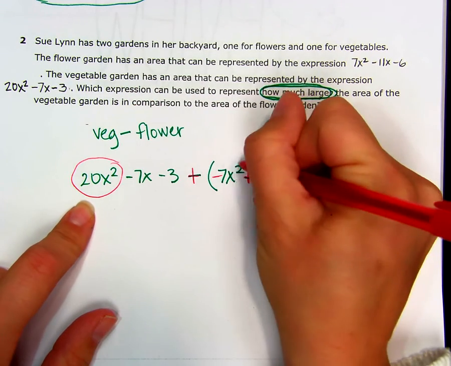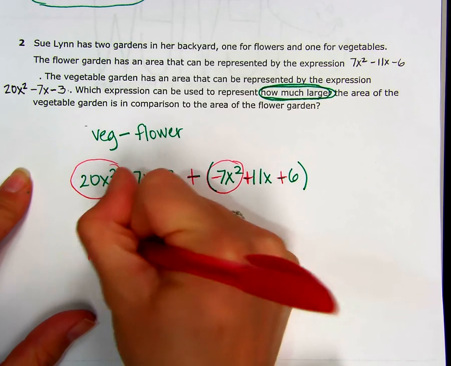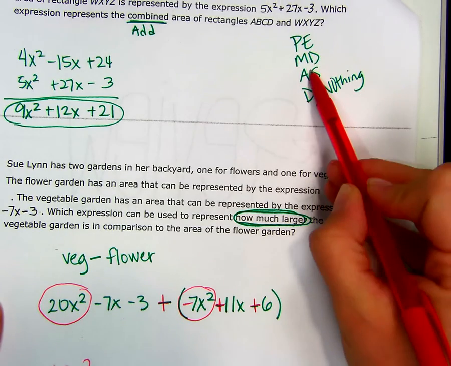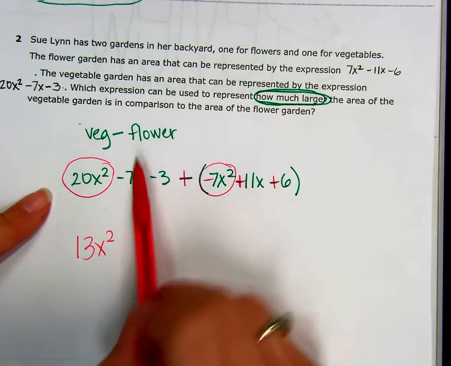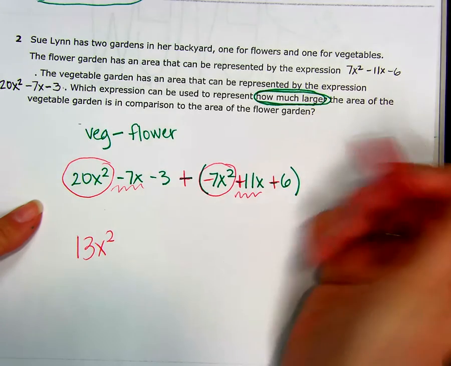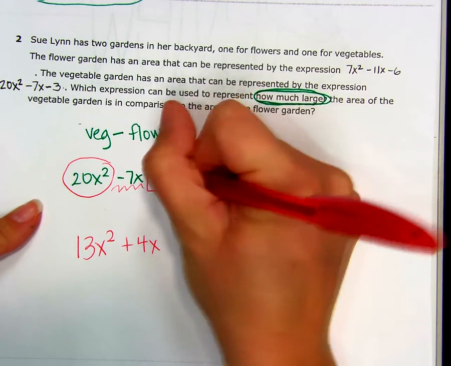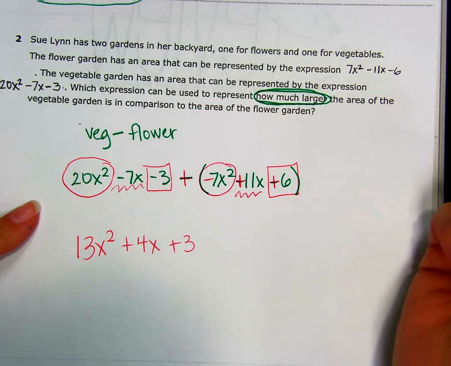20x squared plus negative 7x squared makes 13x squared. Again, I'm doing nothing because this is a subtraction problem. I'm going to do nothing to the exponents. They are going to stay the same. All right, so then I've got negative 7x and positive 11x. That makes positive 4x. And finally, negative 3 and positive 6 makes positive 3.